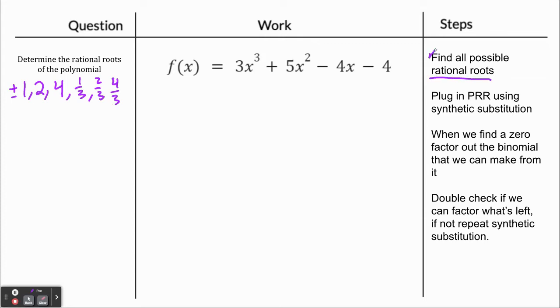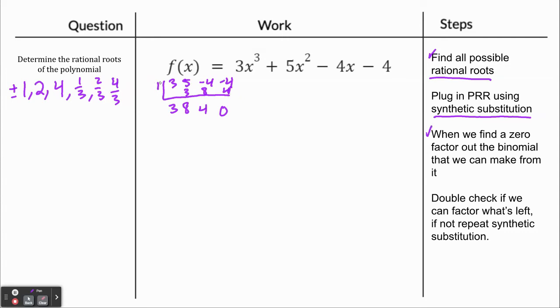Done with that. Now we've got to start plugging those in using synthetic substitution. To start us off, I like to start with the easy ones, so whole numbers first. And don't you just love it when it helps on the first try? We plug in positive 1 and we get 0 here. So once we've found a 0, we want to factor out that binomial.